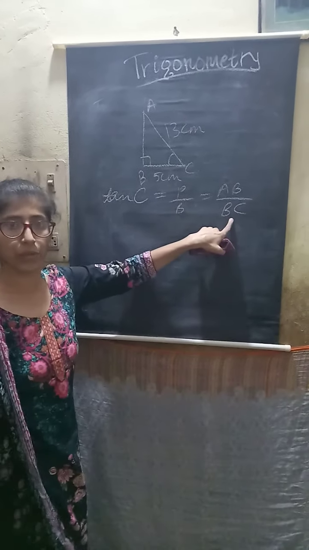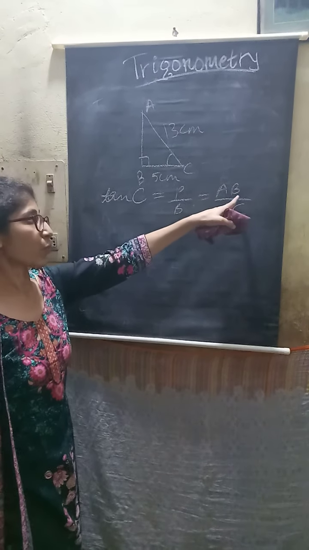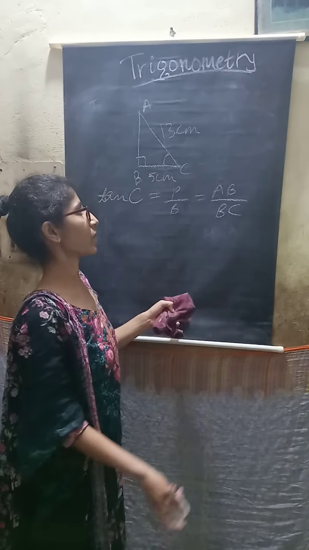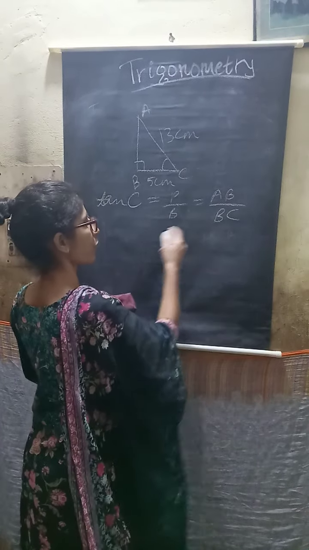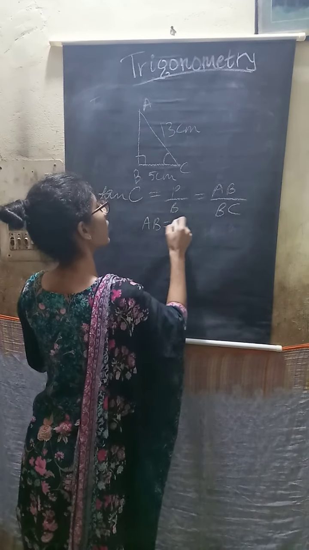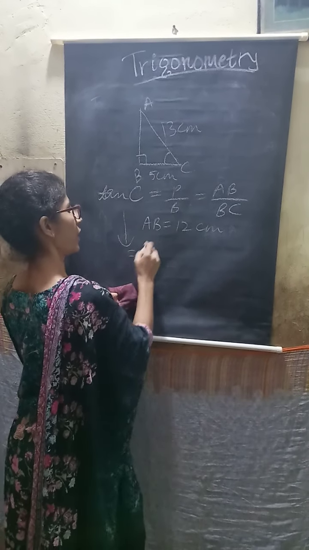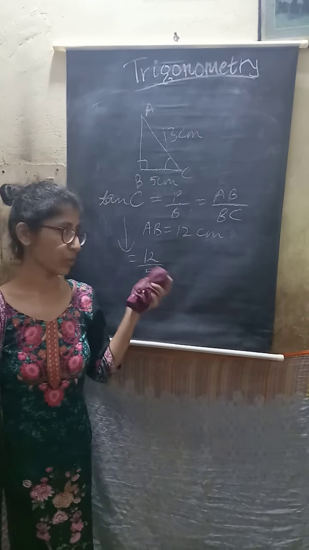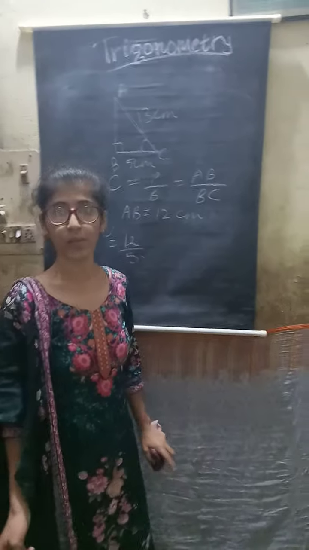So now we know the measure of the side BC, but we do not know the measure of the side AB. So AB can be found using Pythagoras theorem. We know Pythagoras theorem is the relationship between the sides of a right triangle. So using that we find AB as 12 centimeter, and therefore tan C will be 12 upon 5. So this is how it works, and I hope this is clear. So thank you.